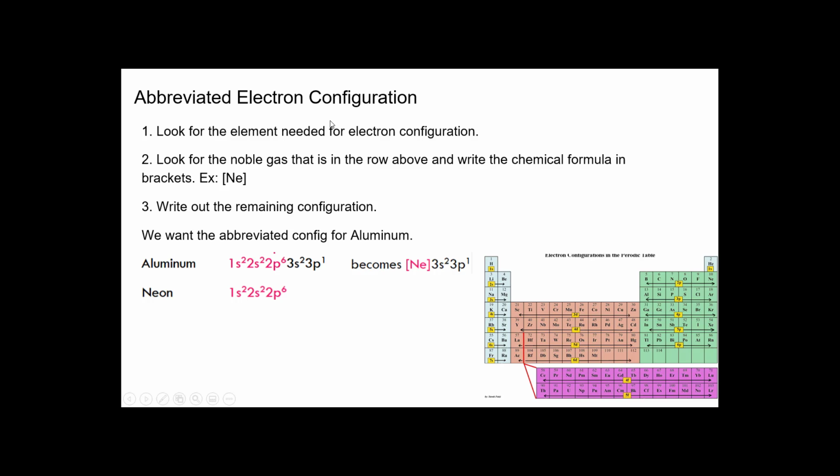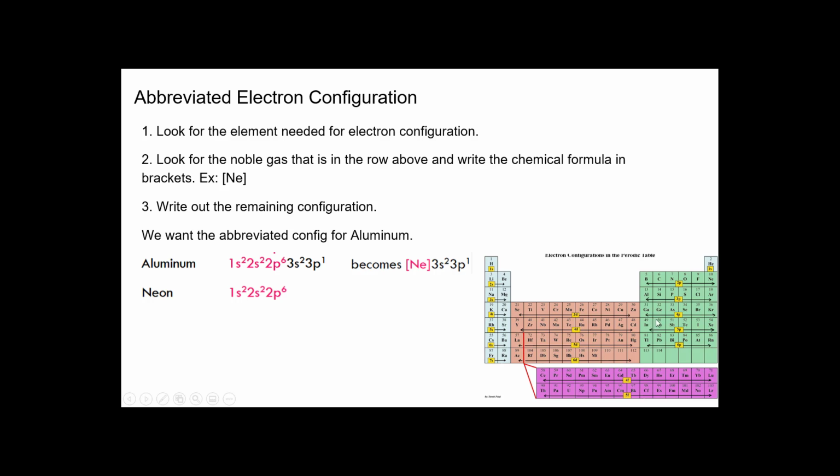Okay, so let's start looking at abbreviations. Once you're familiar with electron configuration, you can do the abbreviation. So we look for an element we need an electron configuration for. Look for the noble gas that is in the row above and write the chemical symbol in brackets. Then write out the remaining configuration.